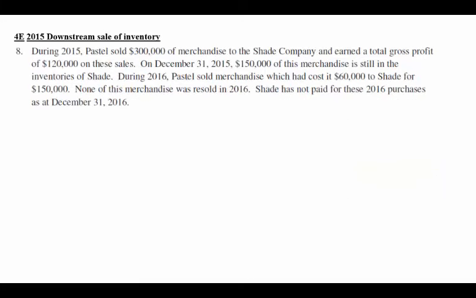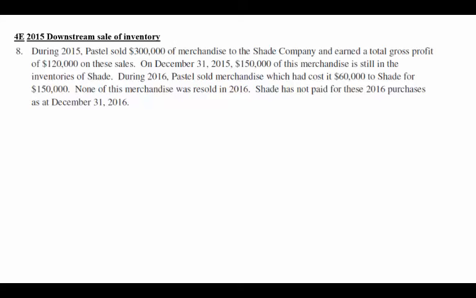Okay, so on to 4E, our 2015 downstream sale of inventory. During 2015, Pastel sold $300,000 of merchandise to the Shade Company and earned a total gross profit of $120,000 on these sales. On December 31st, 2015, $150,000 of this merchandise is still on the inventory of Shade. So this is last year's transaction where the actual intercompany sale took place. A portion of the profit was unrealized at the end of the year and would have been eliminated in 2015, which we now need to realize in 2016.